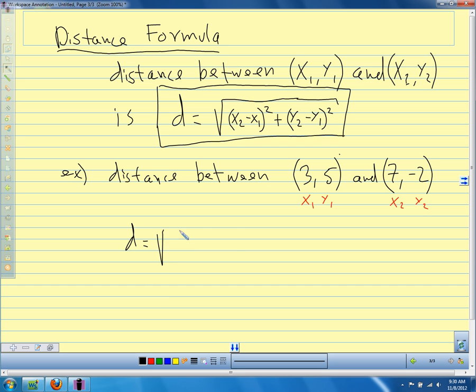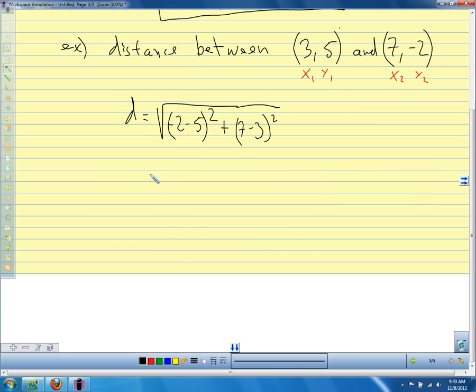So my distance is the square root of y2 minus y1, -2 minus 5, and we square that, plus x2 minus x1, 7 minus 3, and we square that. -2 minus 5 is what? -7, and we're squaring that. Plus 7 minus 3 is 4, and we're squaring that.